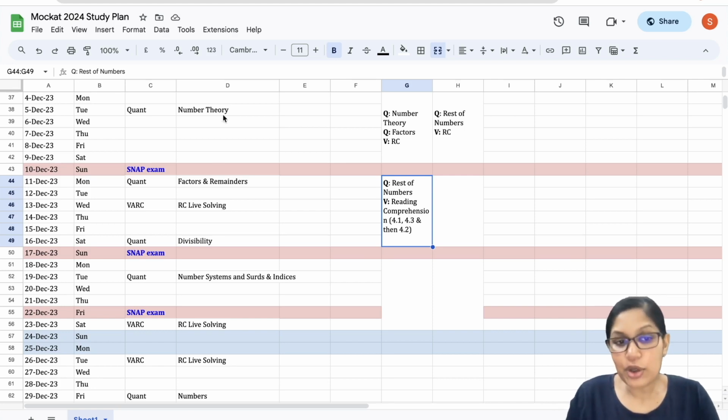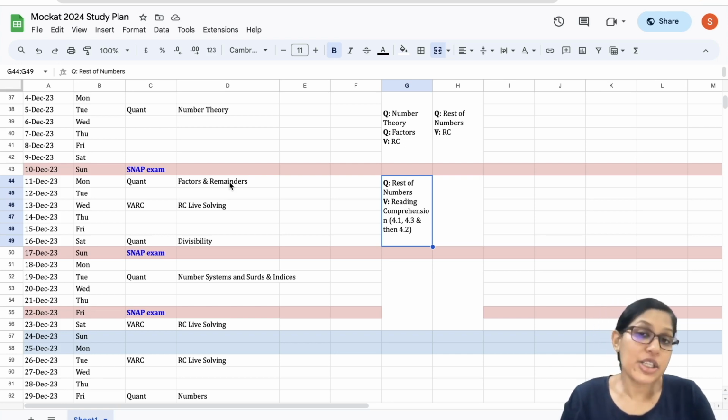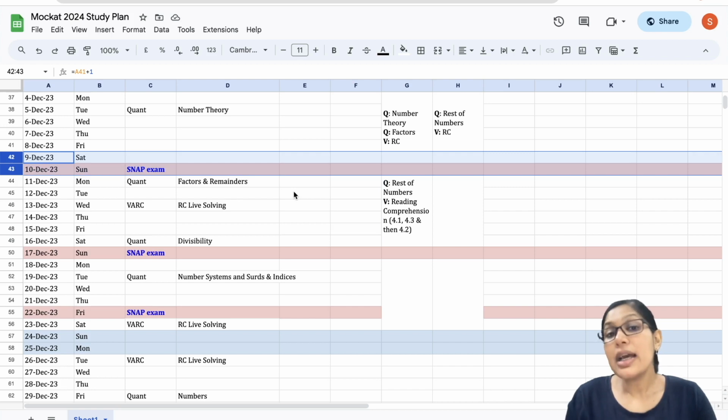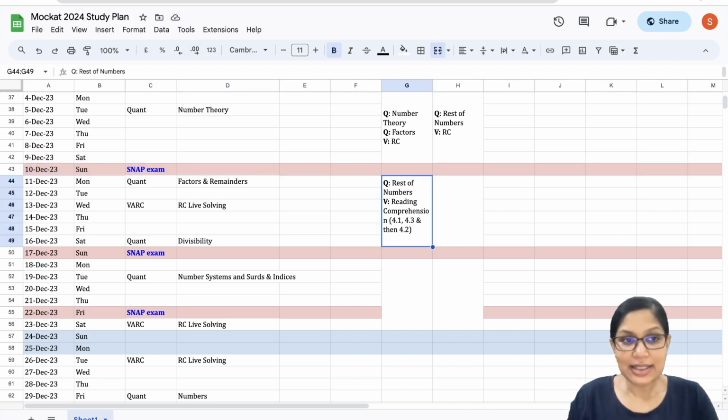And let's say if you've not done number theory or factors and remainders, you can still go on and go for percentages or permutation combination or geometry or something like that. So don't worry about it. Just track the lessons for that particular week. Preferably you can take a look at it over the previous weekend. A lot of people do this prep on Saturdays and Sundays.